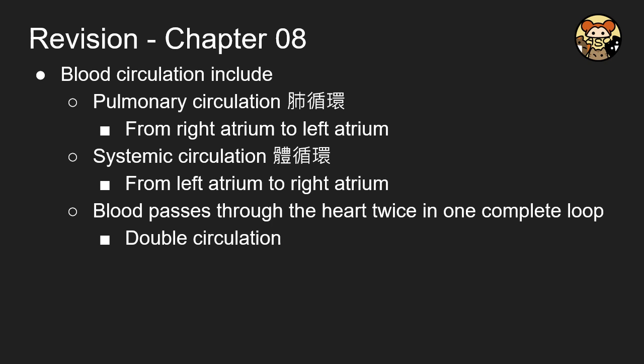And then for the blood circulation, it actually consists of 2 circuits: the pulmonary circulation and also the systemic circulation. One is within the heart and the lung, and the other one is heart to the body. So that's why the blood will pass through the heart twice in order for a complete loop. That's why we call it a double circulation.